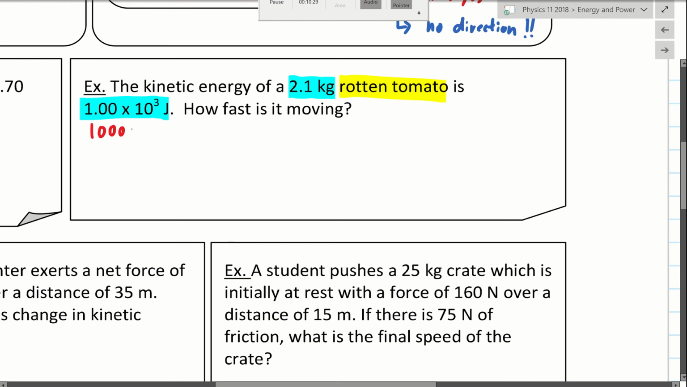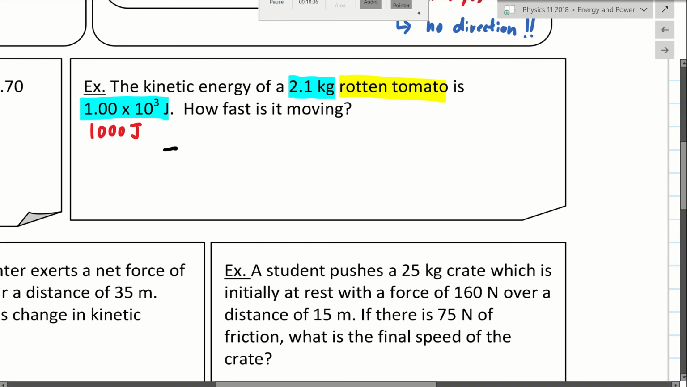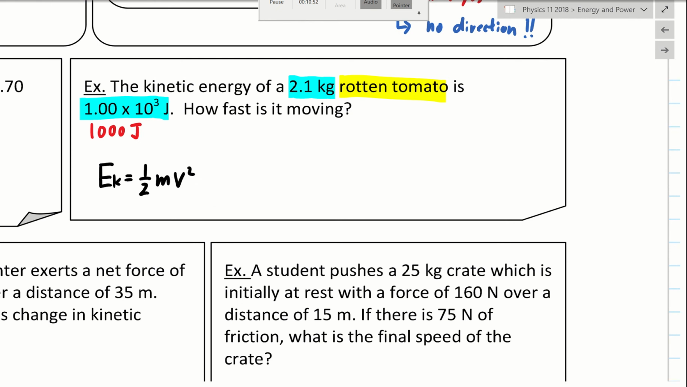So, yep, 1,000 joules. So how fast is the tomato moving? So kinetic energy. Now, when you look at this, they're just trying to make us go backward. It's 1/2 mv squared, but we are solving for v, which is how fast the object is moving. We are solving for the speed, right? So a little bit of algebra is required in order to make this work.